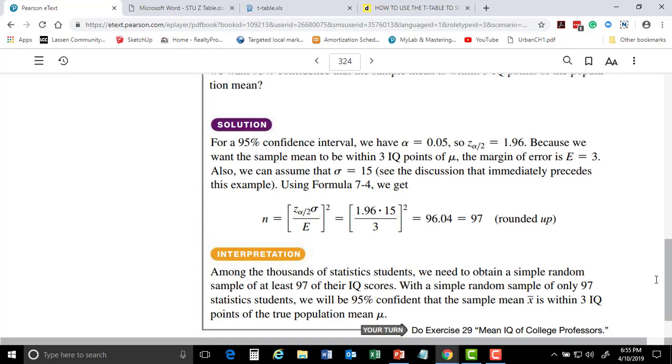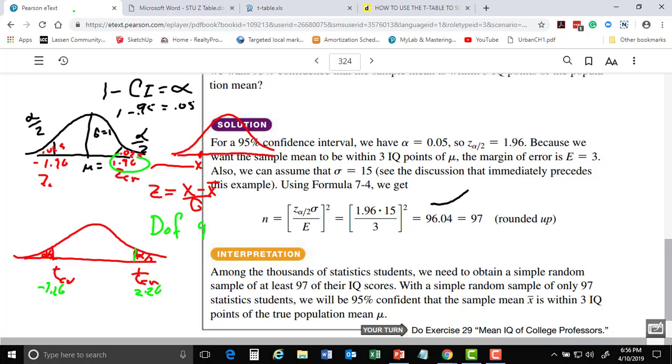If that drops to 90, do you expect this number to go up or down? Do I have more or less area in the table and the tails? More area in the tails, right? So I would expect that, well, here they got 1.96, right? That's 0.025. But if I do 10%, would you expect the 1.96 to go up or down?